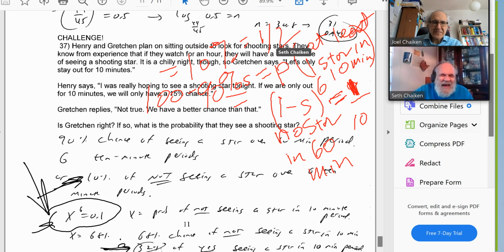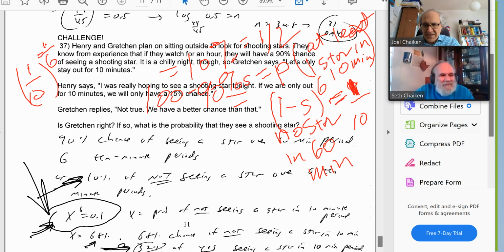The answer we want is the probability of seeing a star in 10 minutes. So we want to find S. It's an arithmetic problem. We have to take the sixth root of 1/10, which is 1/10 to the 1/6. That's the number which when multiplied by itself 6 times gives you a 10th. So the answer is 0.68.